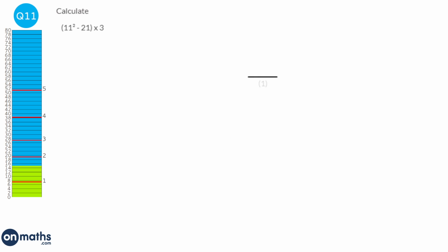For this question, we're going to have to remember BIDMAS or BODMAS. So we're going to first of all look and see if we've got any brackets. Well, we do. We've got the 11 squared minus 21 in brackets, so we're going to be looking at that bit first. Inside the brackets, though, we don't have any brackets. But we do have an indice. We've got that 11 squared. So we're going to deal with that first.